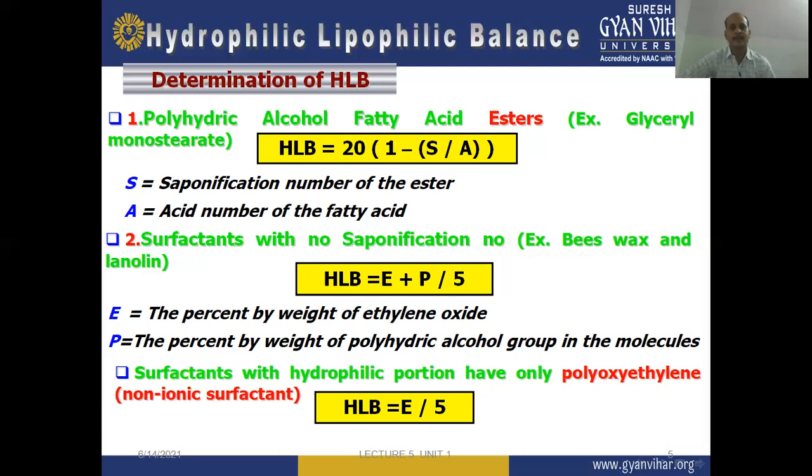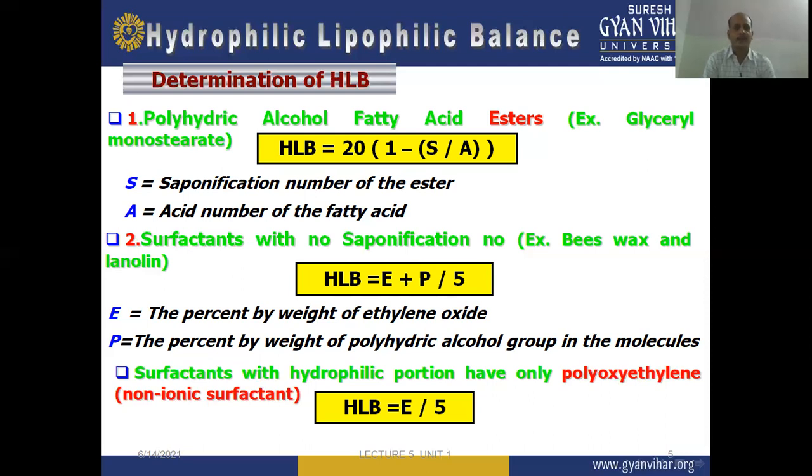The second method for determination of HLB is for surfactants with no saponification number, like beeswax and lanolin. If we want to determine the HLB value for surfactants with no saponification number, we have to use another type of formula. The formula is given here: HLB equals E plus P by 5.